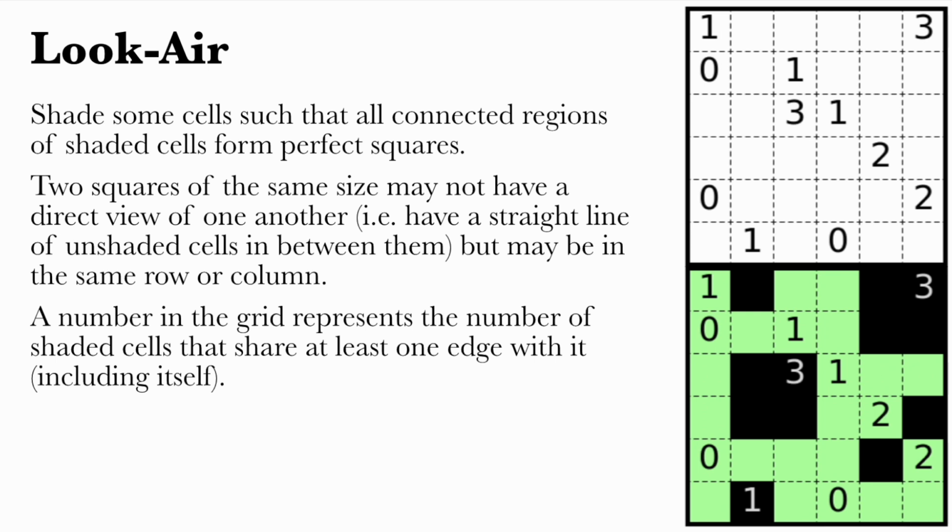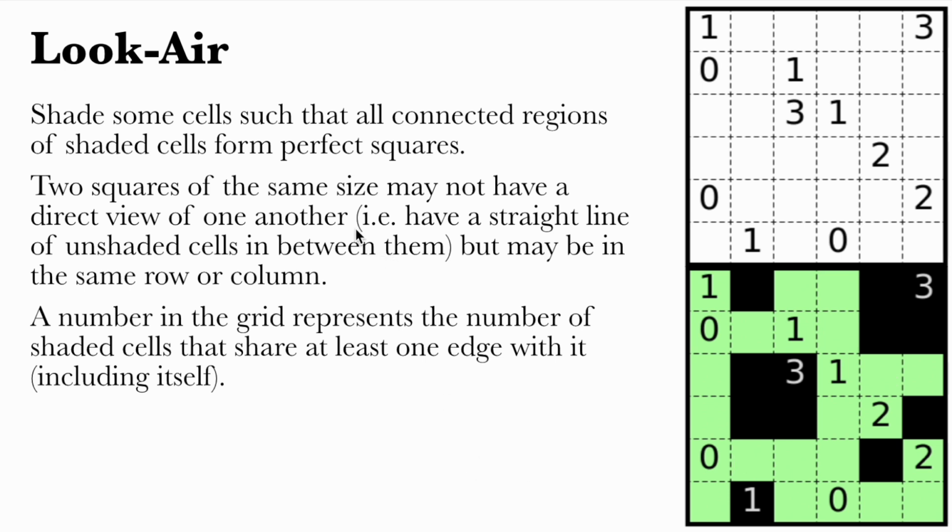Lookair is a shading puzzle in which we will be drawing squares in a grid. The rules are as follows. Shade some cells such that all connected regions of shaded cells form perfect squares. So you can see in our solution we have some squares that have been filled in, and there are no shaded regions that are rectangles or other shapes. No two squares are touching orthogonally. They're not sharing any edges.